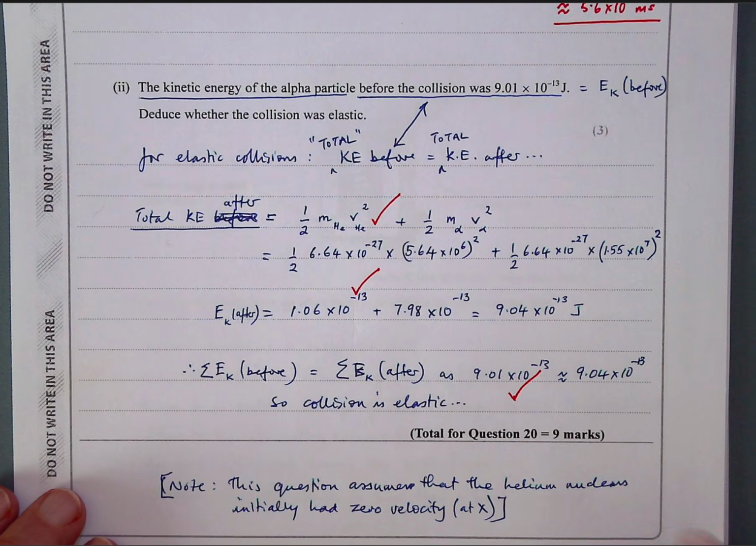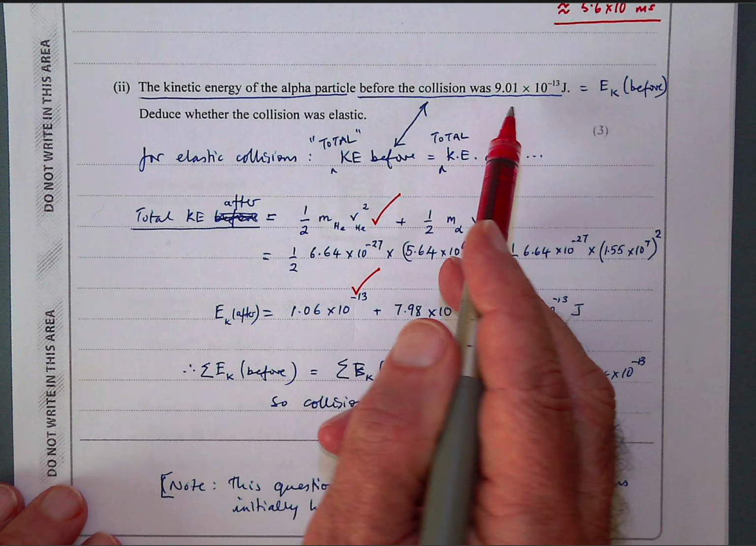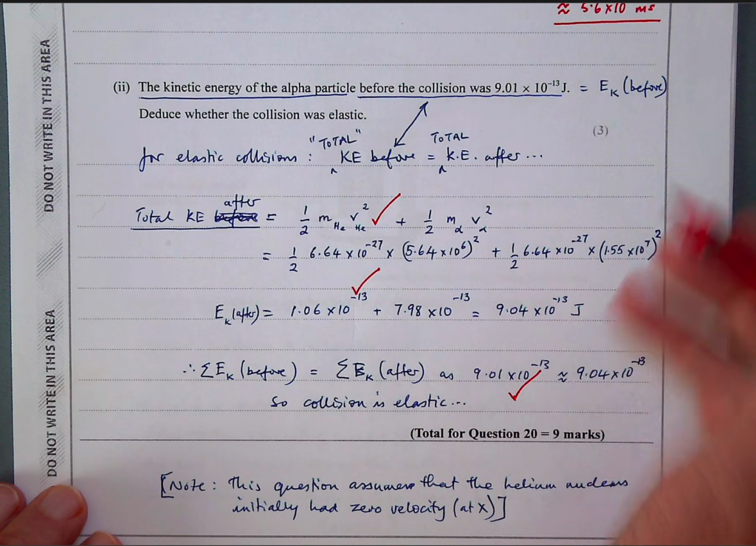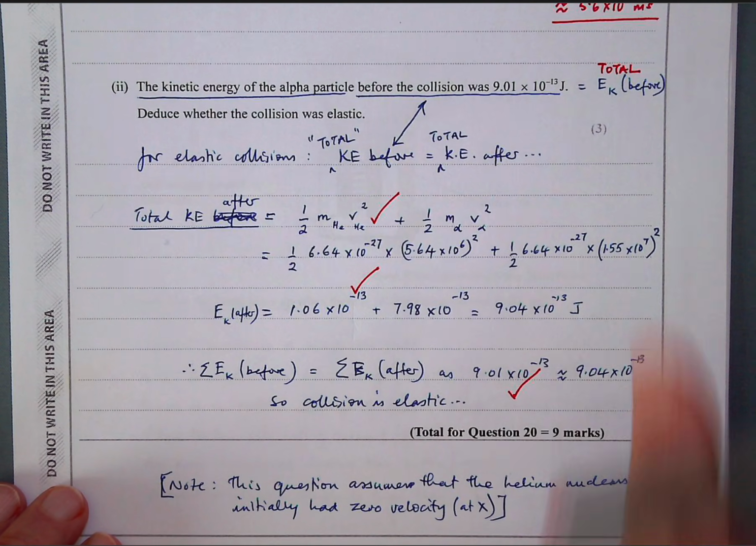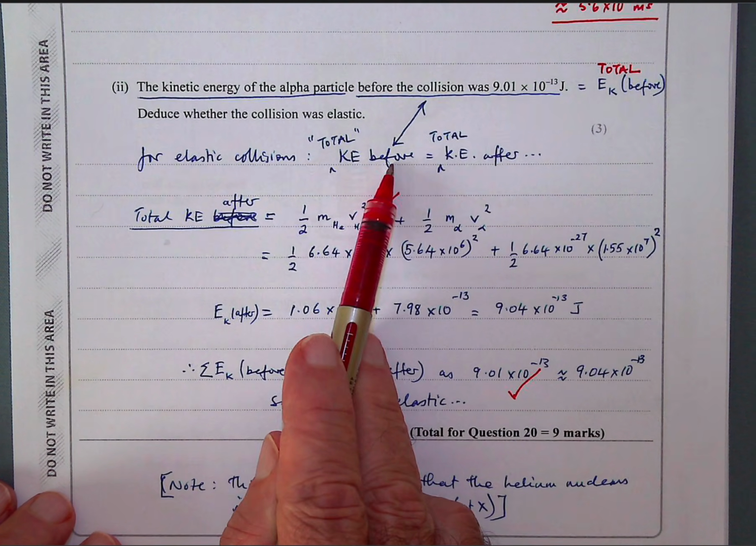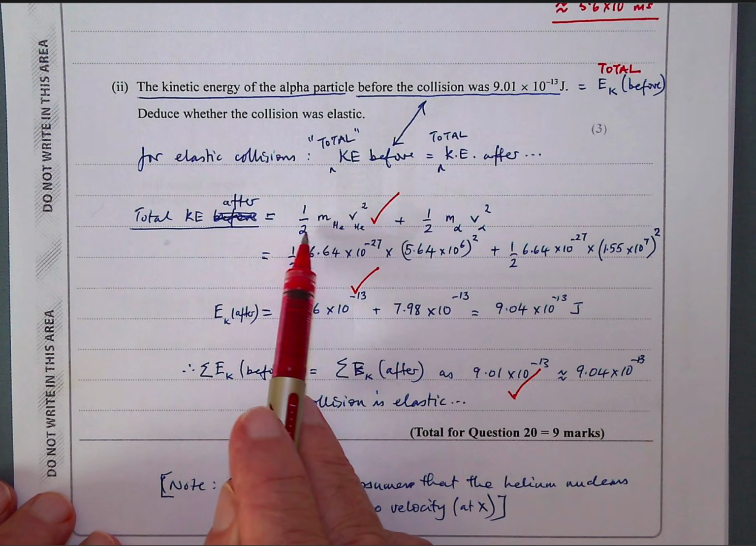Okay, the next part. The kinetic energy of the alpha particle before the collision was 9.0 times 10 to the minus 13 joules. So that's the total kinetic energy before. We're assuming that was the total kinetic energy before, because this question assumes, I put at the bottom, that the helium nucleus initially has zero velocity, therefore zero kinetic energy as well. So for elastic collisions, the total kinetic energy before must be equal to the total kinetic energy after.